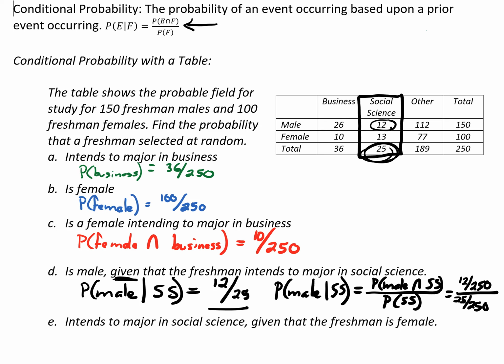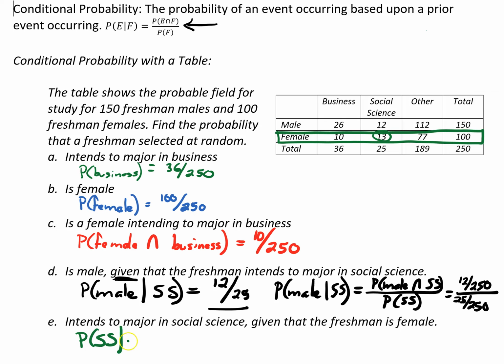Last one. Intends to major in social science given the freshman is a female. So we're looking at a given of the freshman is a female, and we want social science. The probability of social science given female is 13 out of 100.